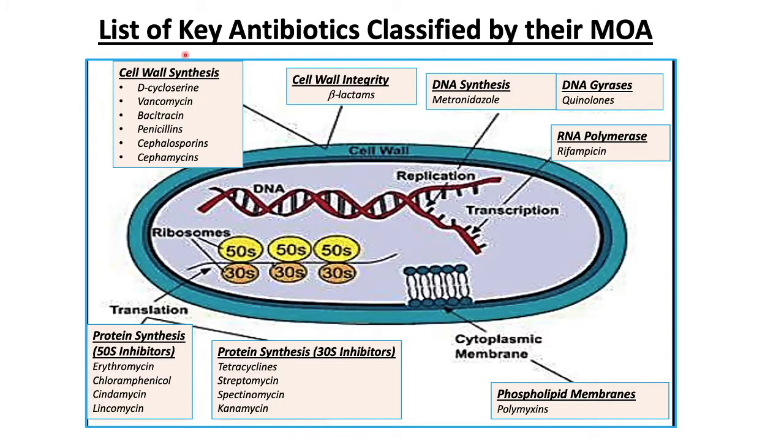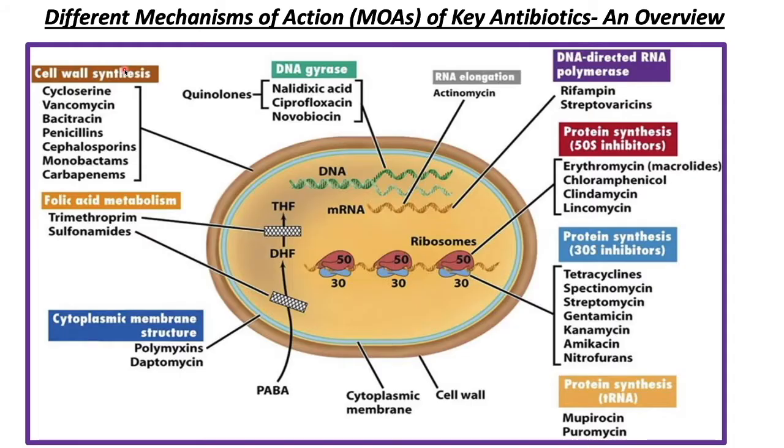Here is a list of key antibiotics classified by their mechanism of action, to include cell wall synthesis, integrity, DNA synthesis, other aspects of DNA, RNA polymerase, phospholipid membranes, protein synthesis, specifically 30S inhibitors or 50S inhibitors. This slide further depicts the different mechanisms of actions of key antibiotics, an additional broad overview for your perusal.